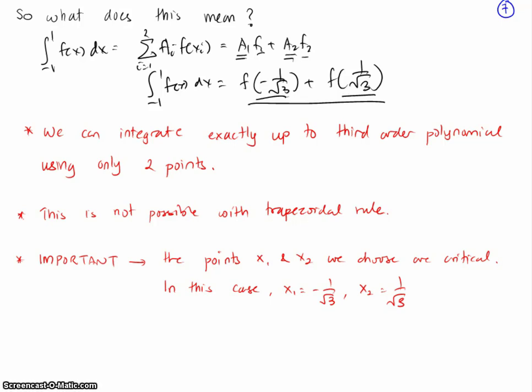Now this is where it is important for me to explain that this condition, where I say you can actually perform this integral exactly by evaluating the function at minus 1 over square root 3 and 1 over square root 3, only applies if your a1 and a2 are equal to 1, and if your points x1 and x2 are chosen in this form.